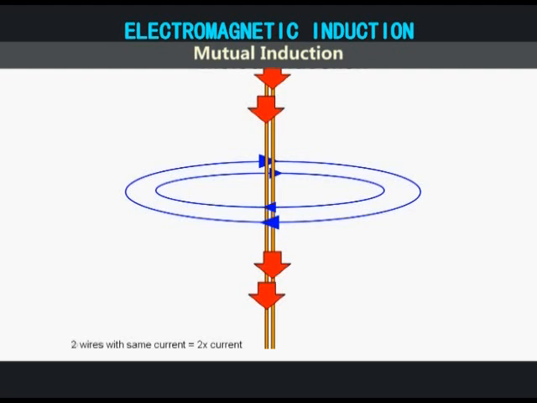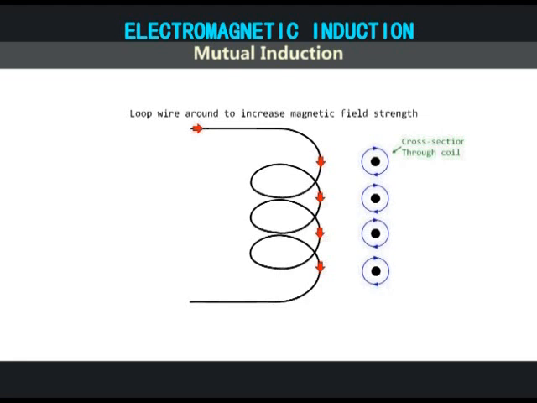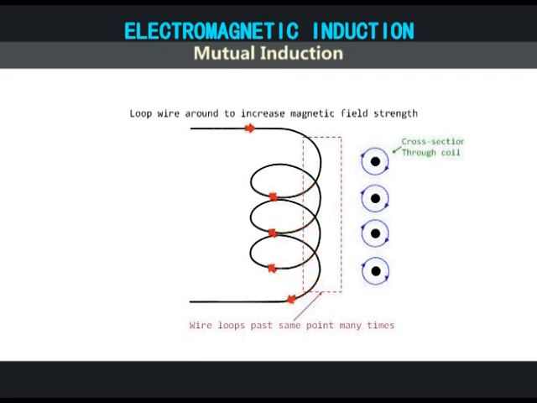We can create a stronger magnetic field by using a coil. We're basically using the same principle of many wires to increase the strength of the magnetic field. By looping a wire into a coil, the same current carrying conductor passes through a point repeatedly. The magnetic field around each wire effectively adds together and makes a very strong magnet.